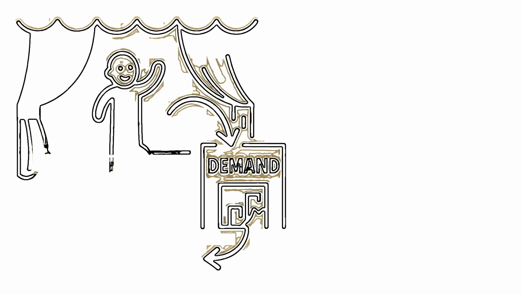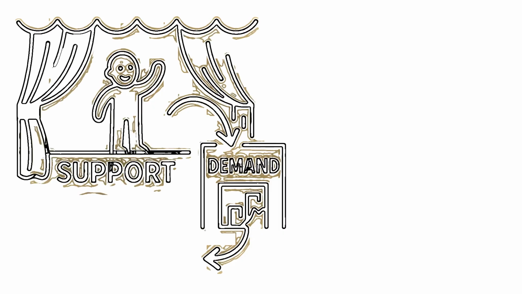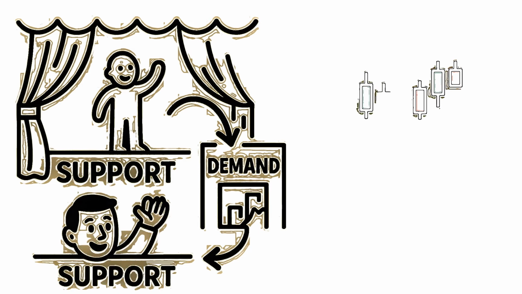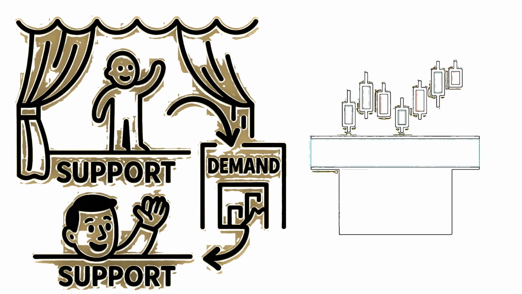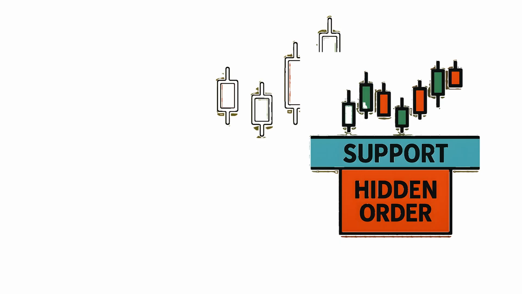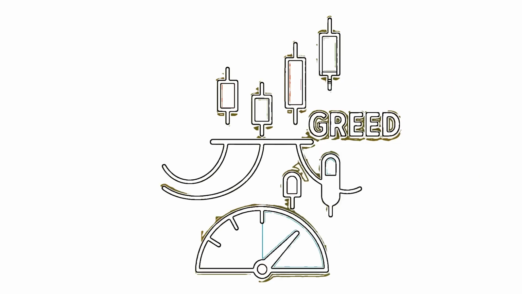Chapter 8, Support, Demand, and Human Psychology. Let's connect these concepts clearly. Support is the visible layer of demand. Demand is the invisible reason why support holds. Resistance is the visible layer of supply. Supply is the invisible reason why resistance holds. If you only trade the lines without understanding the orders behind them, you will be fooled.